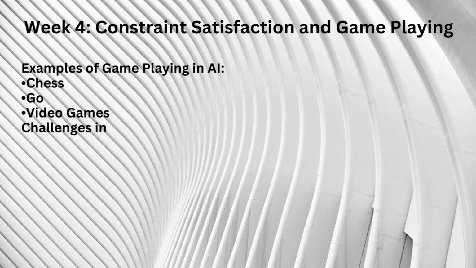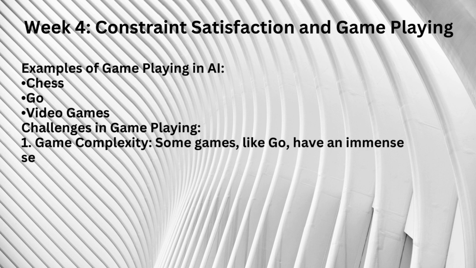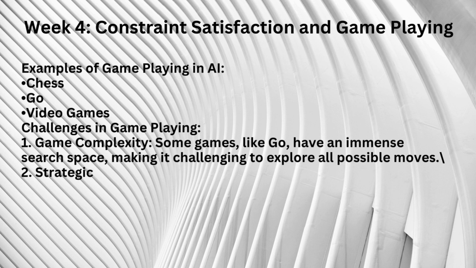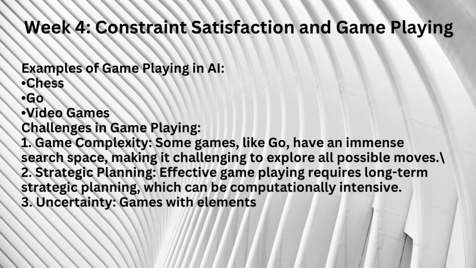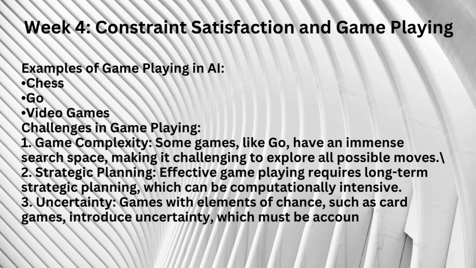Examples of game playing in AI. First, chess. Chess is a classical example of a two-player deterministic perfect information game that has been a focal point for AI research for decades. Powerful chess playing engines like IBM's Deep Blue and more recent neural network based engines have been developed.